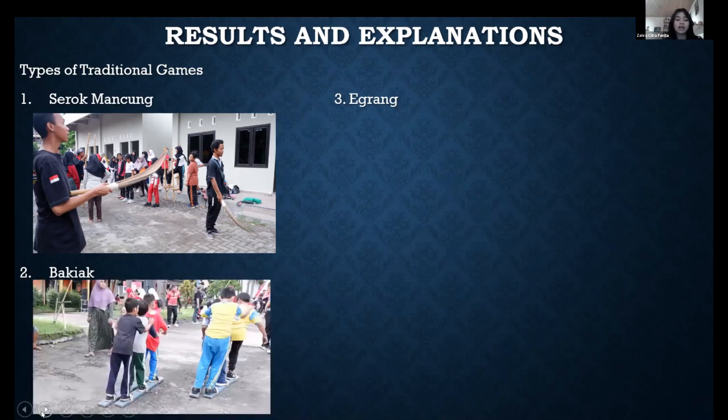Second game is called Bakia. Bakia is played by 3 people using a tool that looks like long sandals, but it is divided into 3 parts, so that 3 people are needed to play the Bakia game.